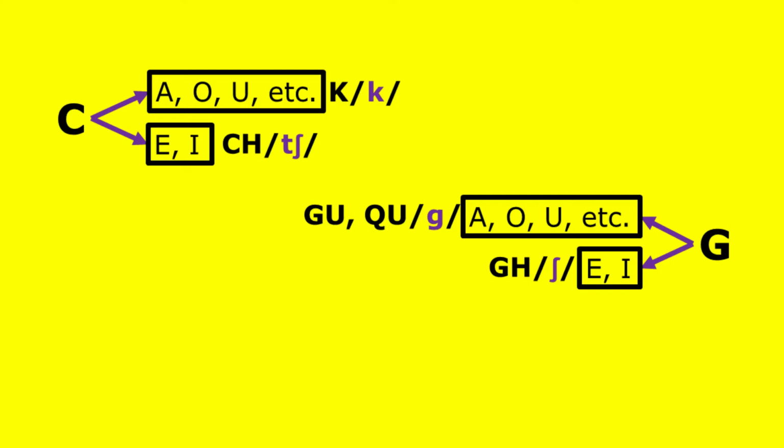But if you have a G, then with the letters A, O, U, etc., it will sound like G, the voiced velar plosive. And if you have E or I, it's "sh", like in shore, shut.